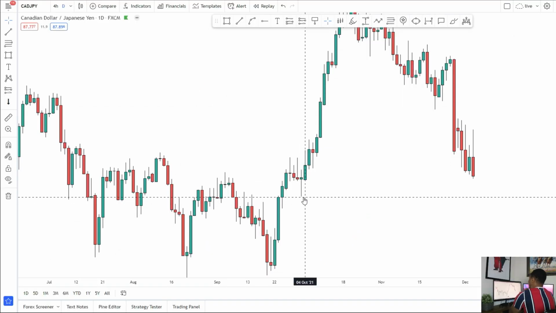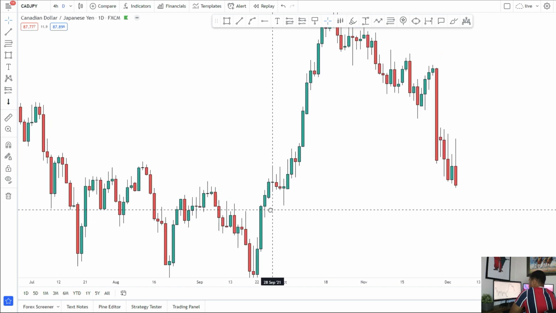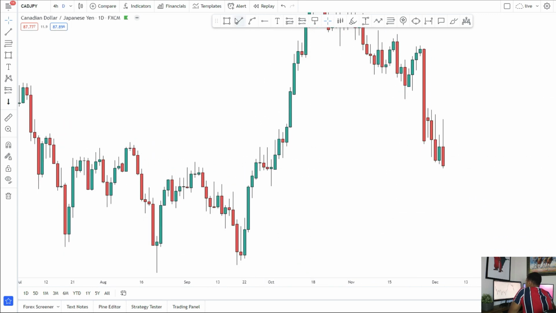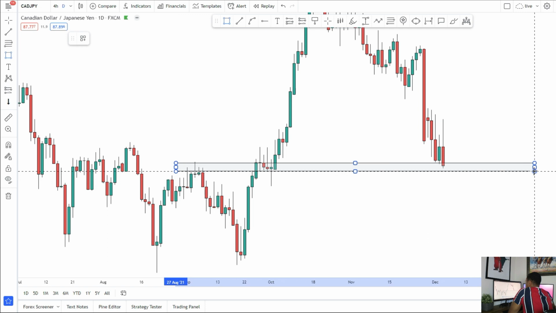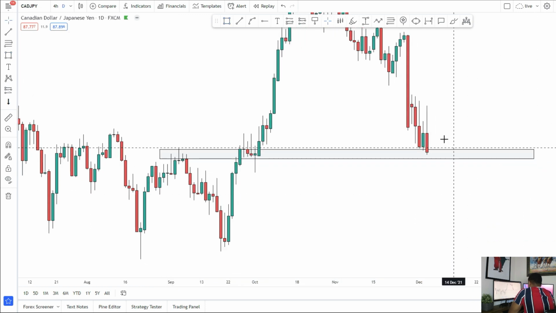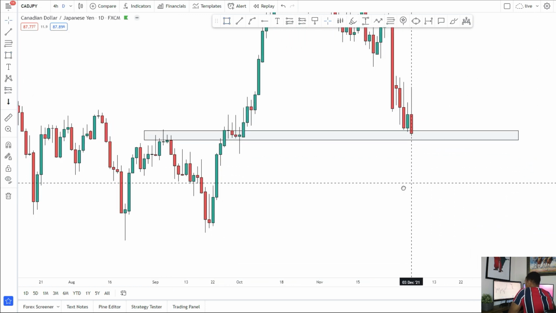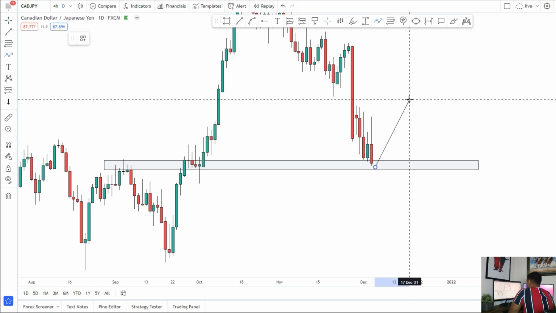Okay, so now we're going to take a look at CAD JPY. So CAD JPY, as you can see, still looking bearish. We were talking about a push back into this level here around the 88 mark. As you can see, price has tested that quite well. We could see a bounce from this level if price starts to respect it.